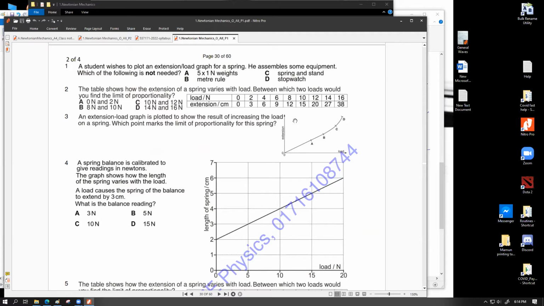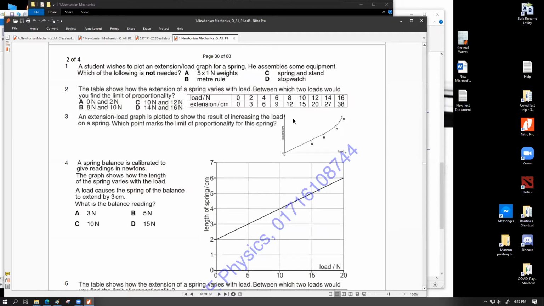Question number 1 says that a student wishes to plot an extension load graph for a spring. He assembles some equipment. Which of the following is not needed? Which one do you think is not needed? Essentially the stopwatch. Yes, stopwatch.